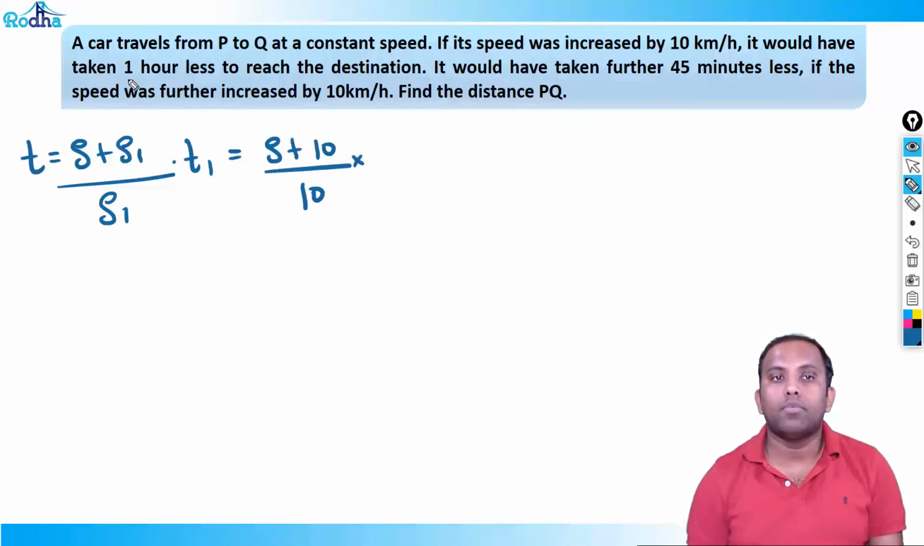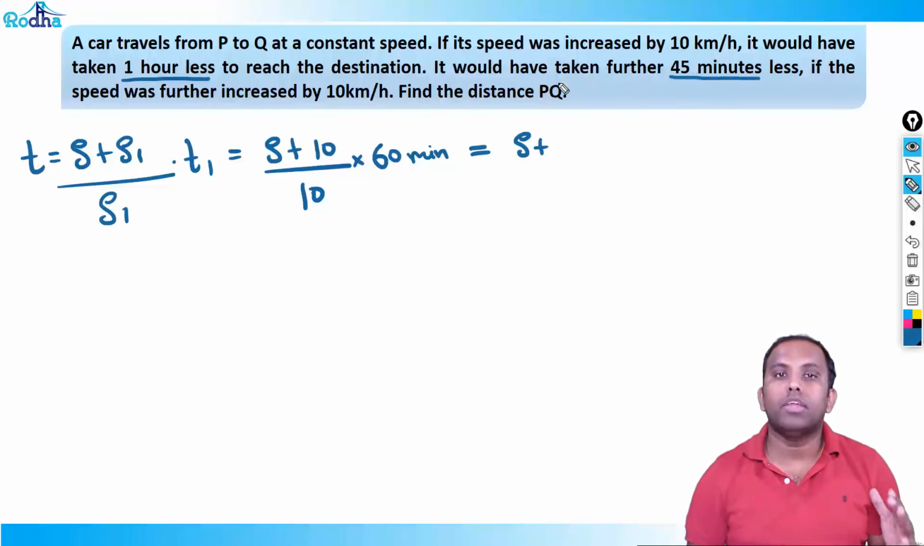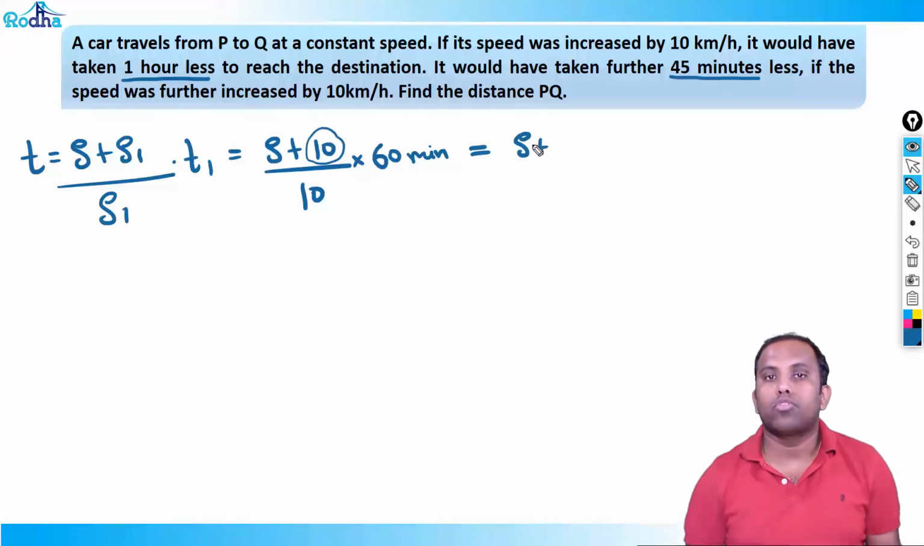Here it is 1 hour less, and in the second case it is 45 minutes less. So I should convert this 1 hour into minutes only, so I'll take 60 minutes. And in the second case, the same T is equal to how much? Now speed is further increased by 10. In the first case it was increased by 10, in the second case further increased by 10. So from actual it should be 10 plus 10, 20 increase.